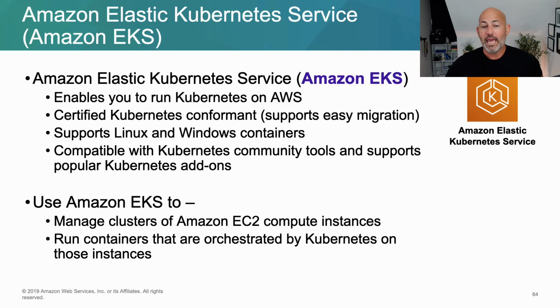And so EKS is the managed service that allows you to run Kubernetes on AWS, supports Linux and Windows, and it's compatible with Kubernetes community tools. And so what would you do with EKS? You would manage clusters of EC2 instances and run those containers via an orchestration inside of EKS.